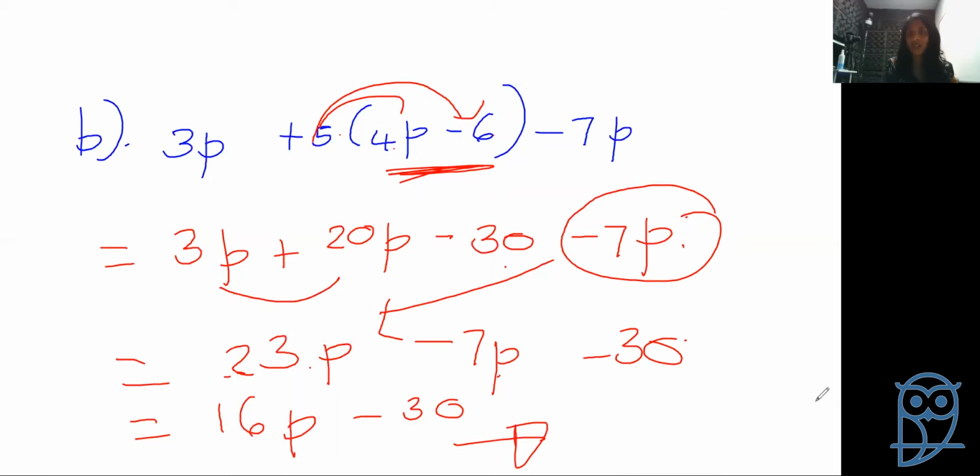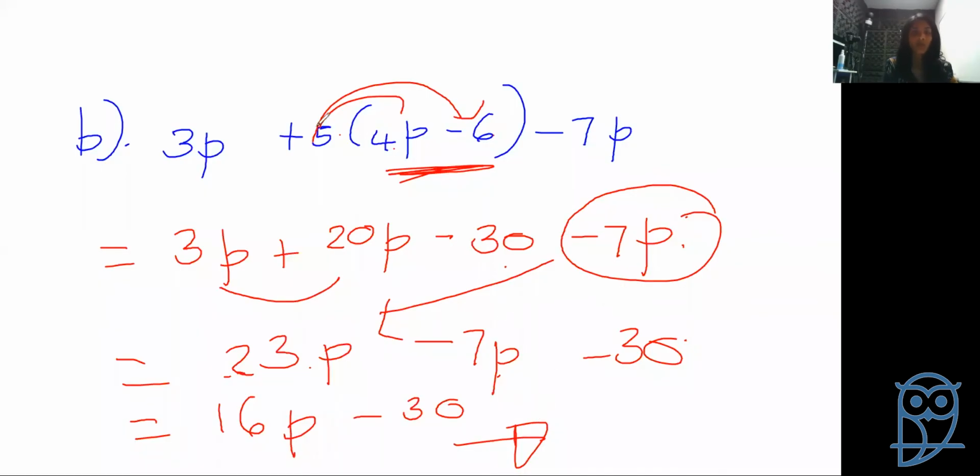Where there are brackets, brackets means we need to multiply. So we started off here by multiplying, because we first have to expand our brackets. We're talking about 5 multiplied by 4p is 20p, and 5 multiplied by 6 is 30.